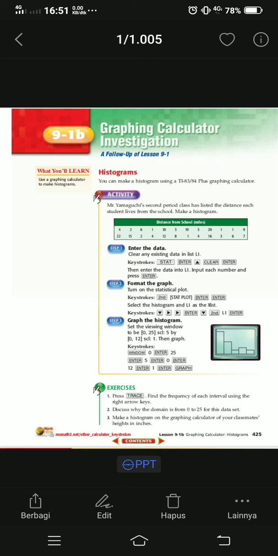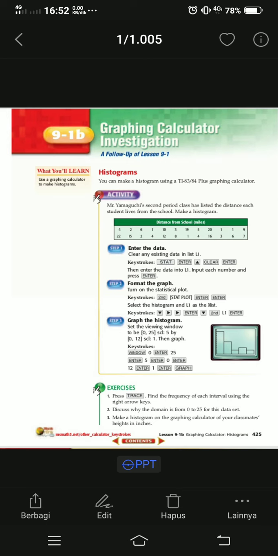has listed the distance each student lives from the school. Make a histogram. This is his table, distance from school in miles. Step 1. Enter the data. Clear any existing data in list 1, L1. Keystrokes: Stat, Enter. Tanda seperti ini. Clear, Enter. Then enter the data into L1. Input each number and press Enter.